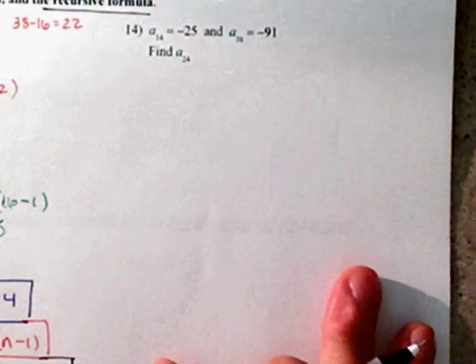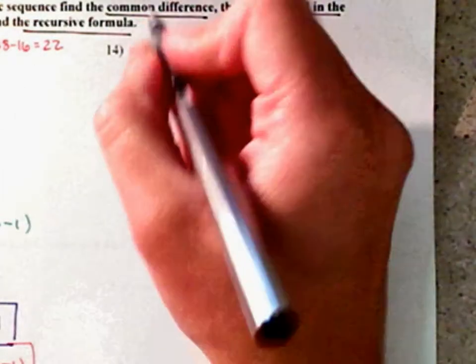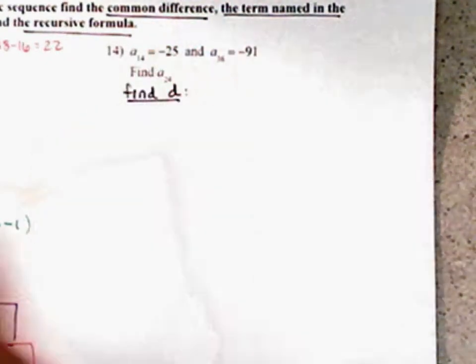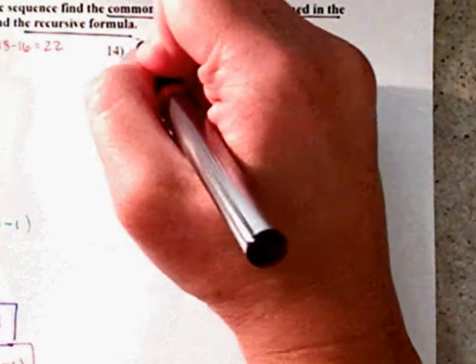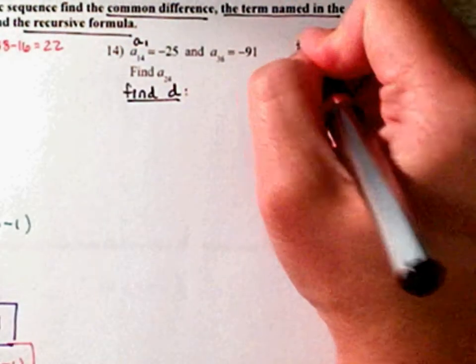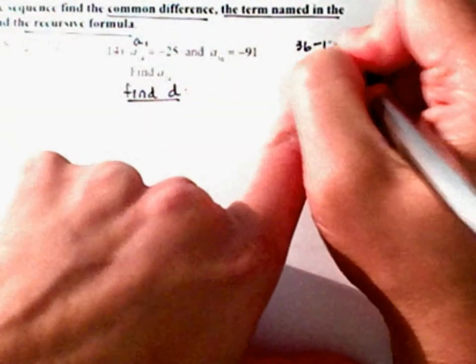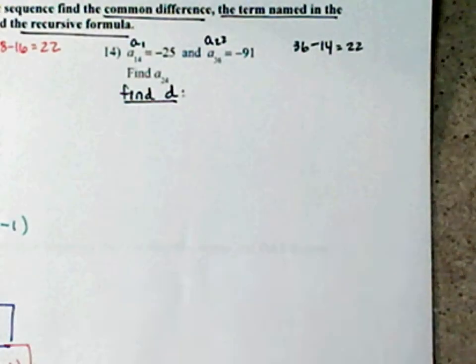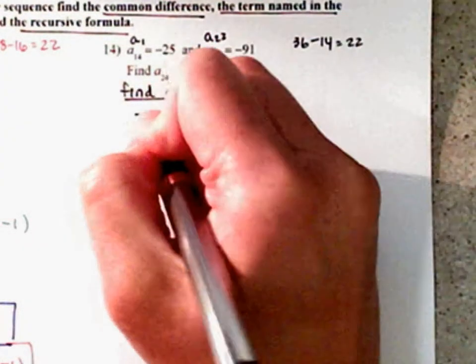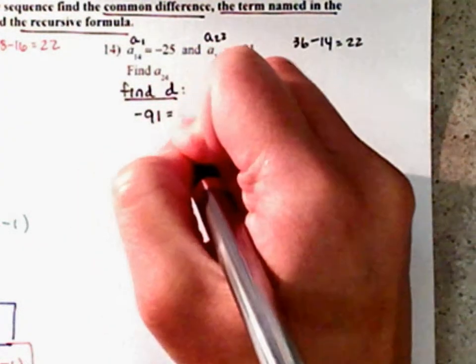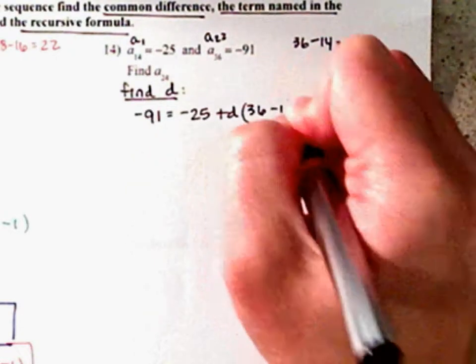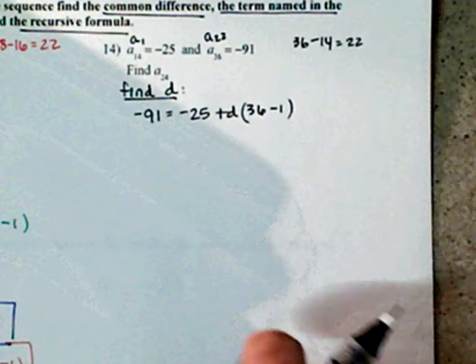Number 14. All right, same thing. Let's find d first. To find d, I'm going to make this my first term, and 36 minus 14 is 22. So this right here is going to be a22 to kind of help me. All right, here we go. So negative 91 equals, what's your first term? Negative 25 plus your d times 36 minus 1. Not 36, my bad, 22.